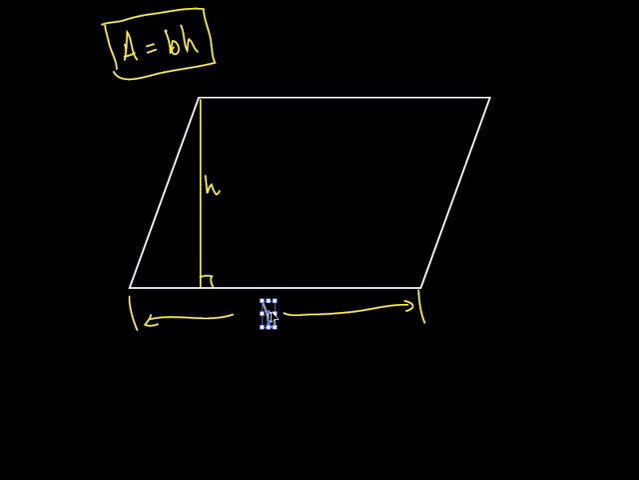Let's say, I'm just making it up, this is 8, and let's say the height is 4. So the base is 8 and the height is 4. This is what they give you. It's a parallelogram, and you just multiply them together. So 8 times 4 is 32, and let's say centimeters this time. So it's centimeters squared, and that would be the area.